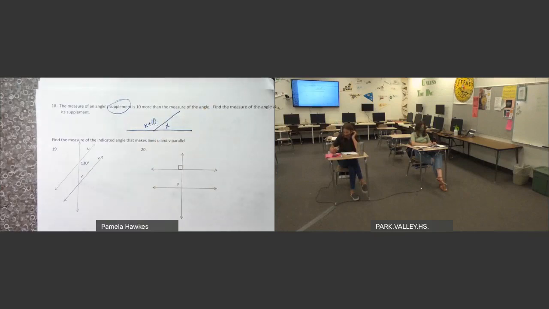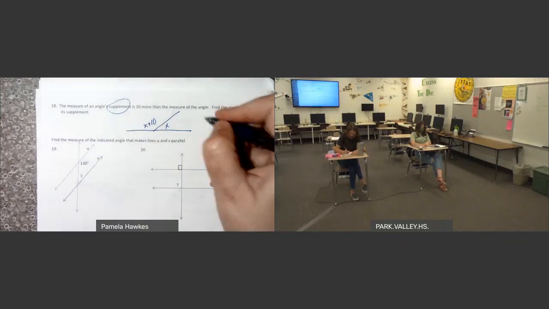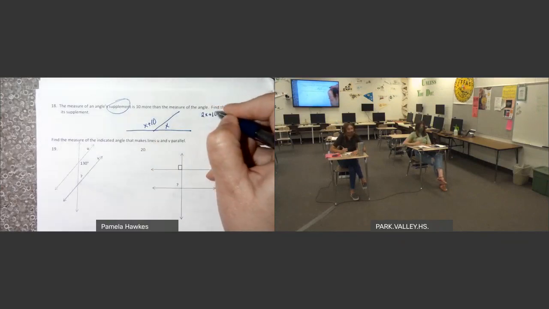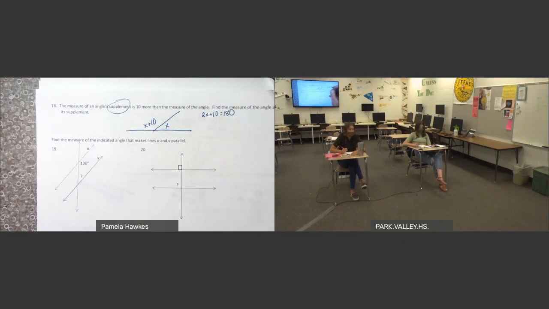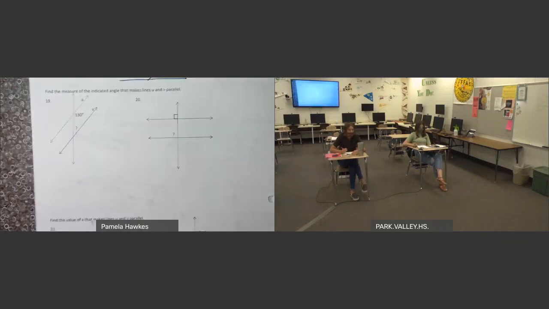Now it says to find the angles. How do I do that? There you go. 2x plus 10 equals 180, and I solve it, right? We're not going to solve it. Go to the next one.